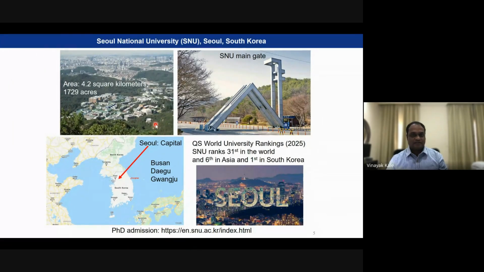Mountains or hilly regions. Seoul, as you can see, Seoul, Busan, Daegu, and Gwangju are the major cities in South Korea, and Seoul is the capital of South Korea. According to QS World Ranking, SNU ranks 31st in the world and 6th in Asia.